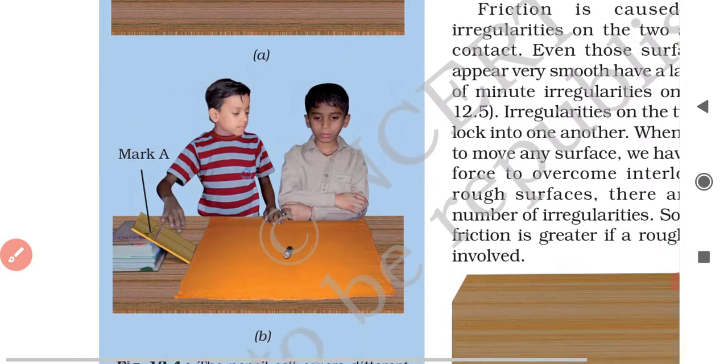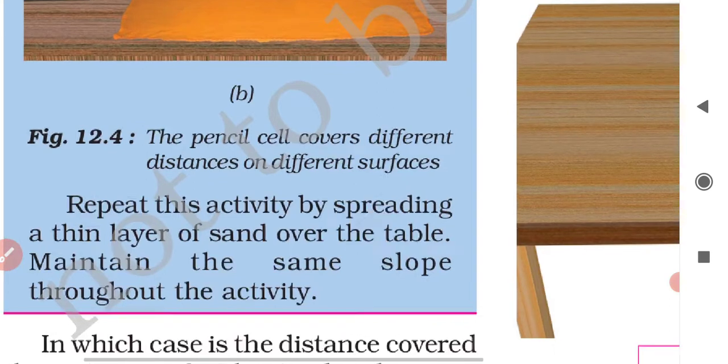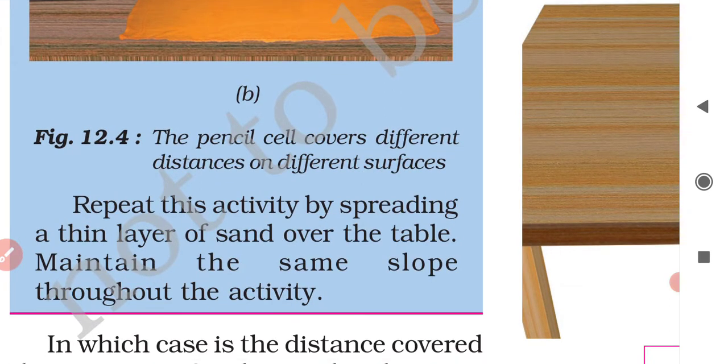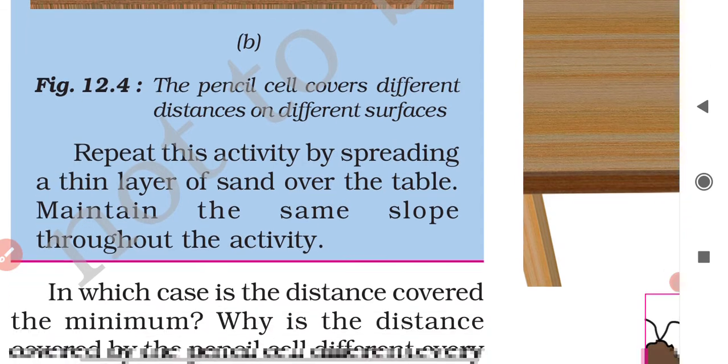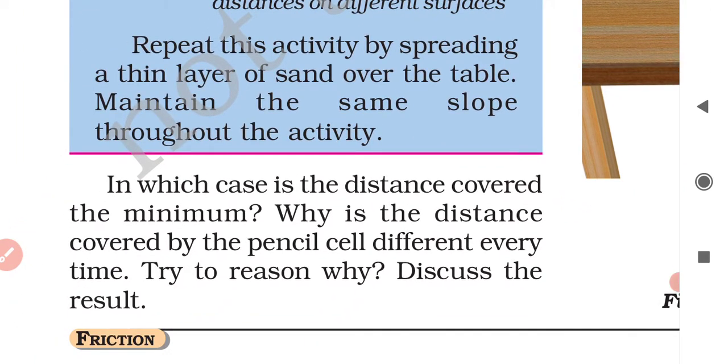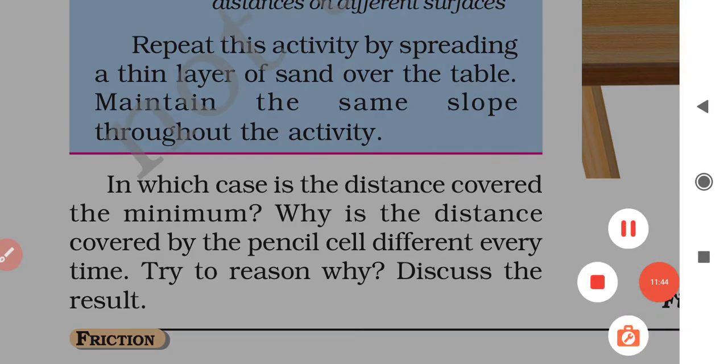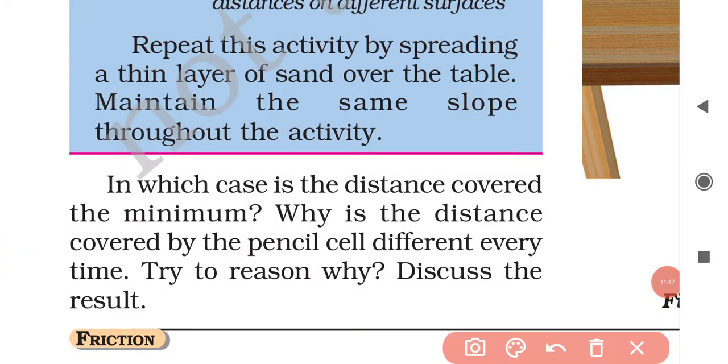Okay, so repeat this activity by spreading a thin layer of sand over the table. Maintain the same slope throughout the activity. So in which case is the distance covered the minimum? In the case of sand, when we placed a layer of sand over the table and repeated the same activity, the distance covered by the pencil cell is minimum.